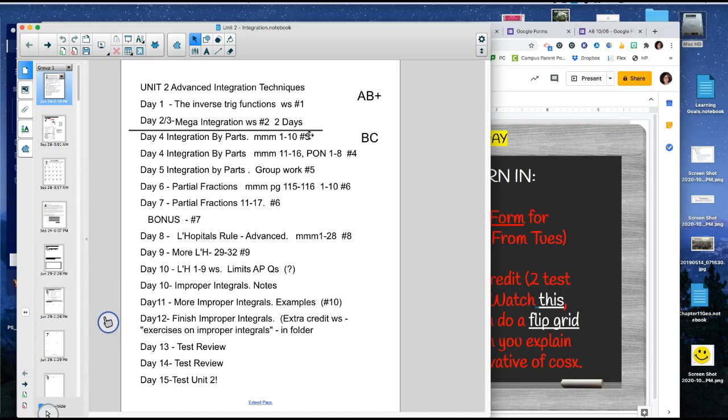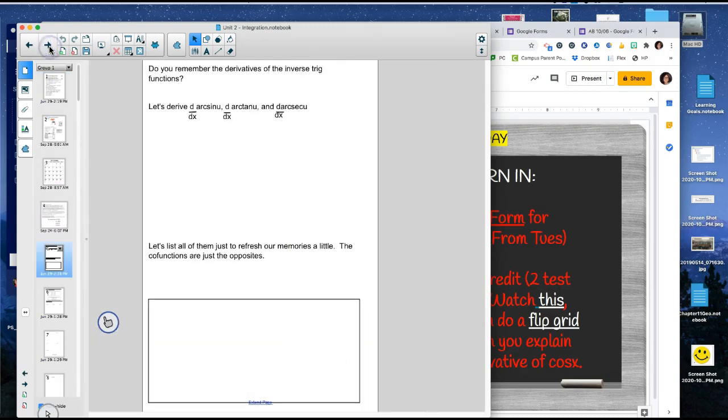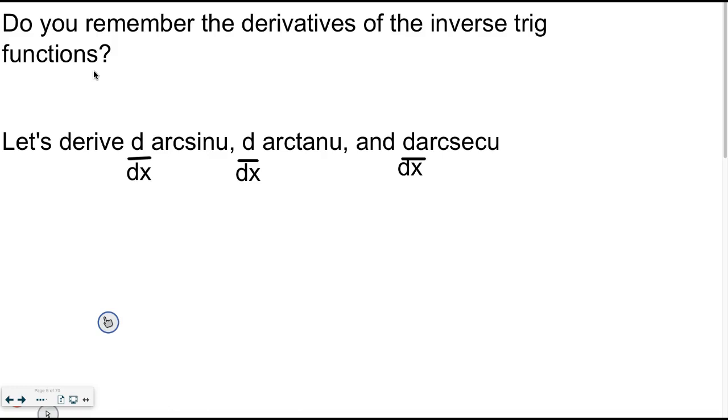And as usual, in order to be able to understand integration, the derivation has to come first because they're inverses. So although our end game today is to be able to take integrals that result in inverse trig functions, in order to do that, we need to first work with or revisit the derivatives.